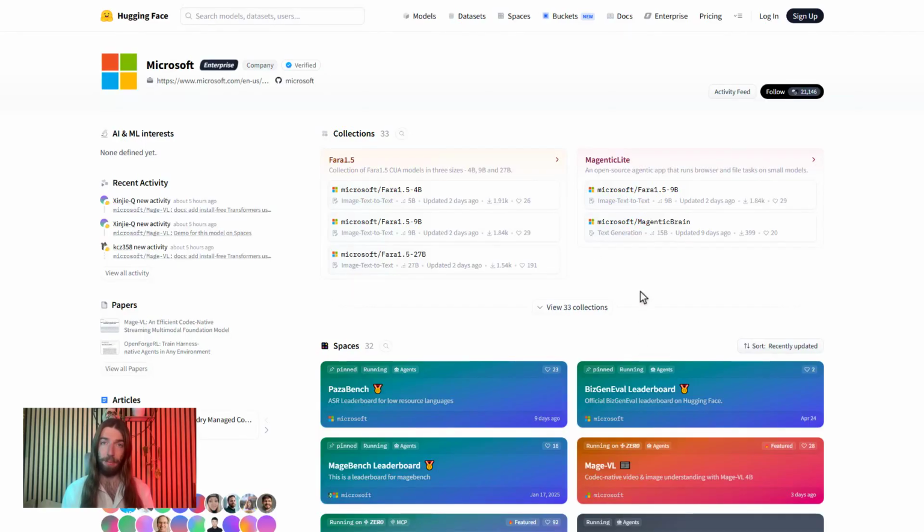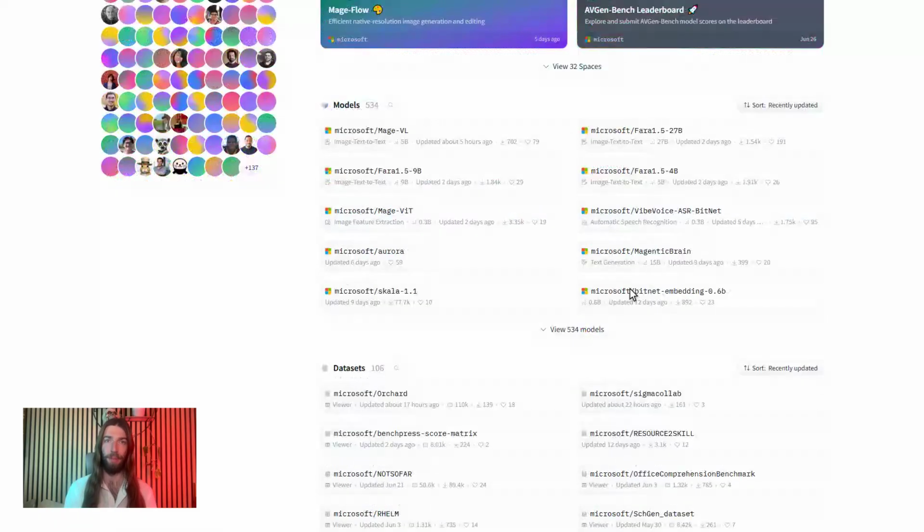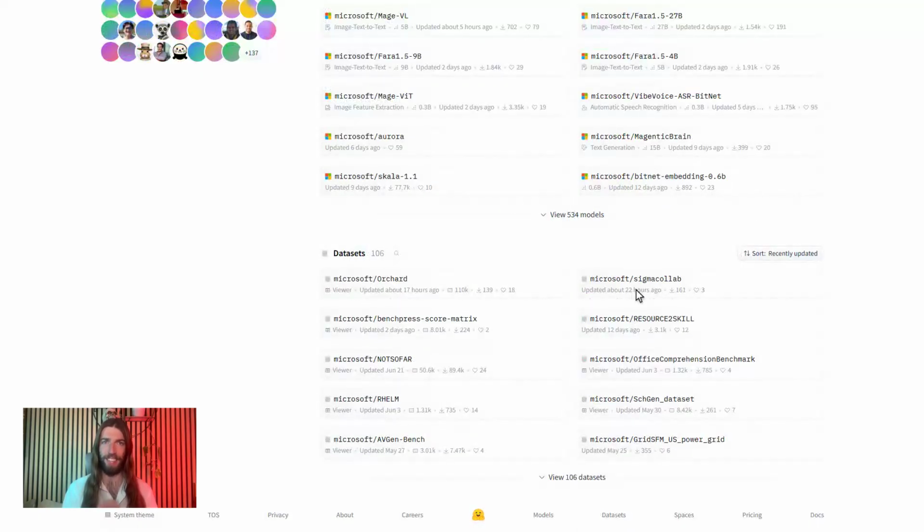Open huggingface.co/Microsoft yourself right now, search Mage-Flow. Look at what shows up. That is the proof, not me telling you.